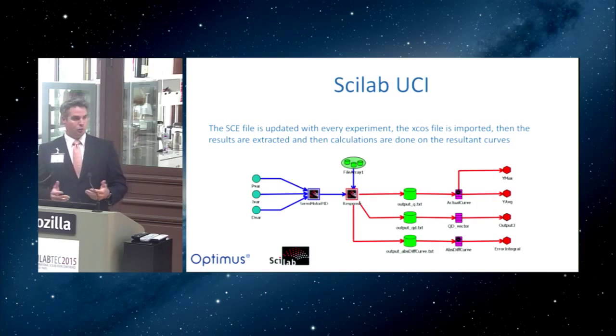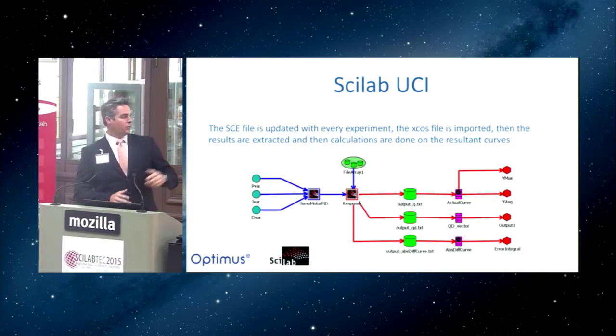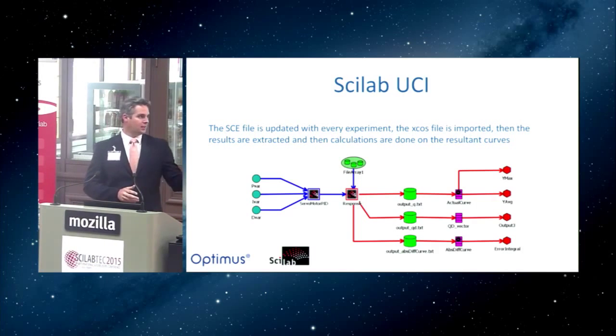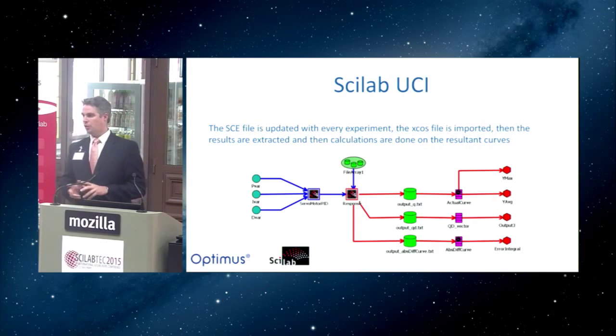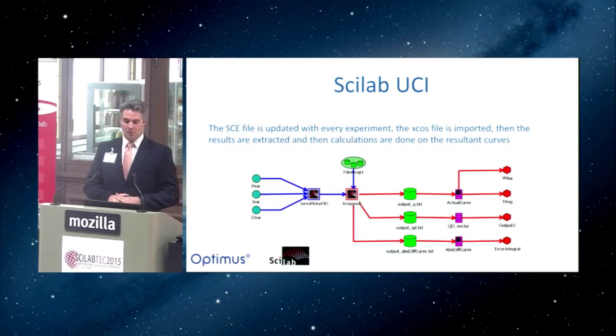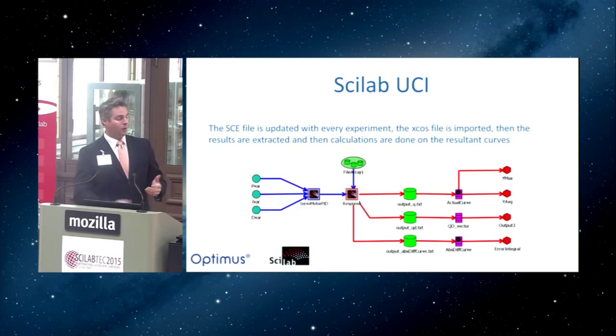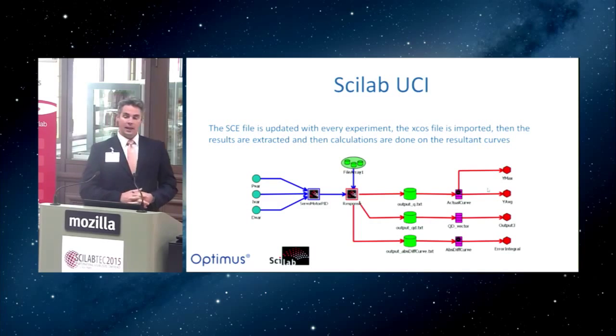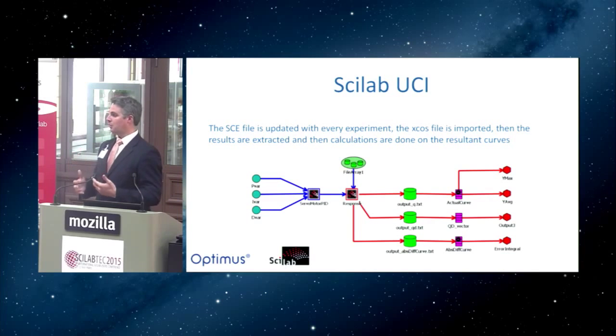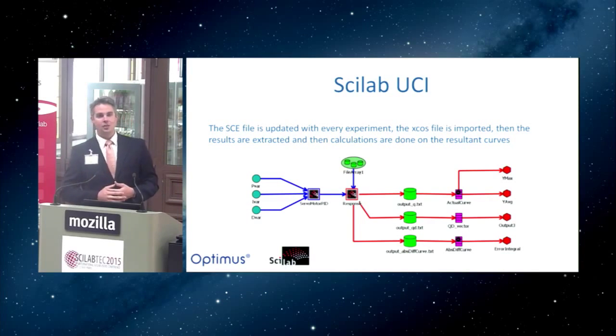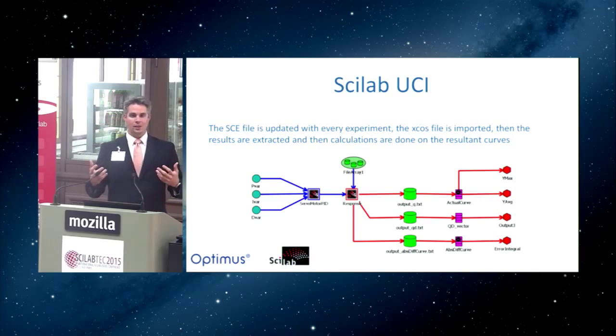The simulation is run. I was just looking through this before, and I say somewhere that the AXCOS simulation took 30 seconds. It was probably closer to a minute or a minute and a half. But anyway, you wait that time, and when it's done, Optimus automatically extracts the results. Is this something that you can do without Optimus? Absolutely. Is this something that you can write a Scilab script to do on your own?